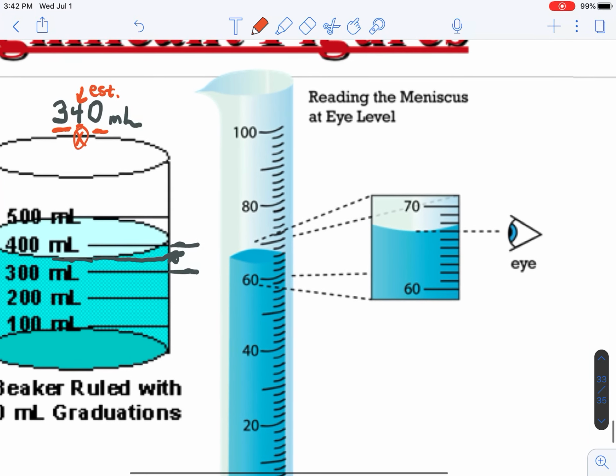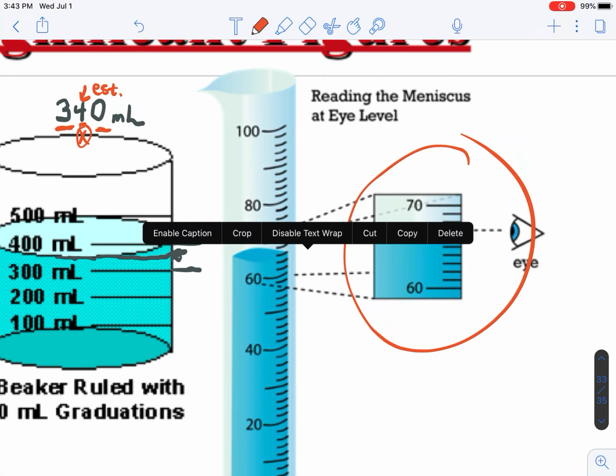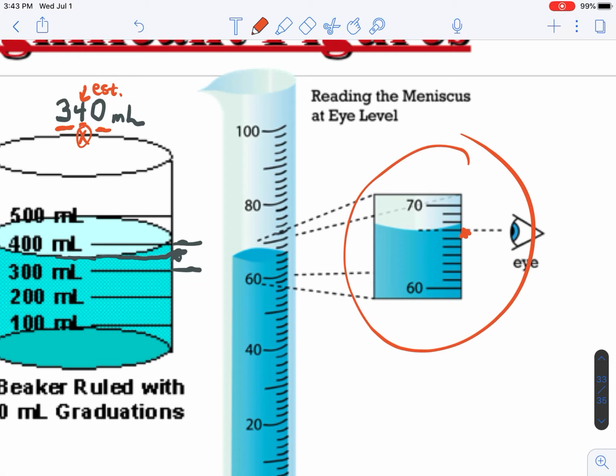Okay, now this device. All right, so we go eye level, and we're going to focus right here where they're looking, and their meniscus curve, they're saying, falls right on the line. Okay, so we know the answer then is going to be between 60 and 70. So we could put a 6 there. And if we count the places, looks like it's right on the 7. So we would say that this is 67.